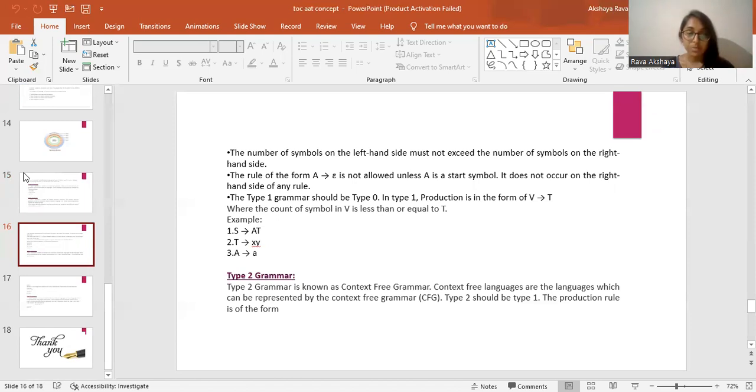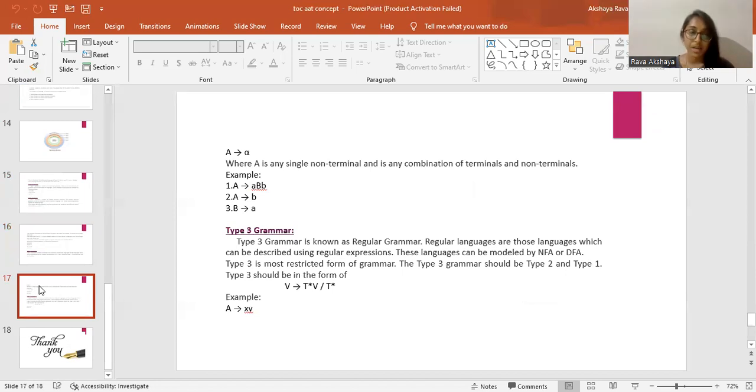Type 2 grammar. Type 2 grammar is known as context-free grammar. Context-free languages are the languages which can be represented by a context-free grammar, that is CFG. Type 2 should be type 1. The production rule is of the form A implies alpha, where A is any single non-terminal and alpha is any combination of terminals and non-terminals. Example: A implies aBb. The second one: A implies b and B implies a.